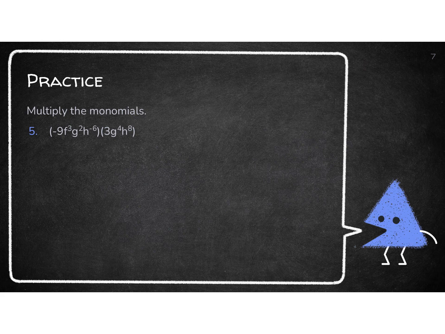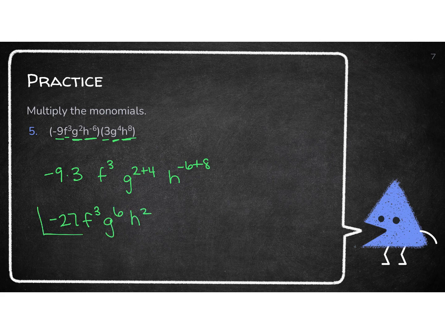Next one, negative 9 f to the 3rd g to the 2 h to the negative 6, times 3 g to the 4th h to the 8th. So I'm going to have negative 9 times 3. And I'm going to add the little numbers. So f to the 3rd. I don't have any f's over here, so I'm just going to keep that f to the 3rd. Then I have g squared and g to the 4th, so g to the 2 plus 4. And then h to the negative 6 and h to the 8th, so h to the negative 6 plus 8. So I'm going to get negative 27 f to the 3rd g to the 6th h squared.